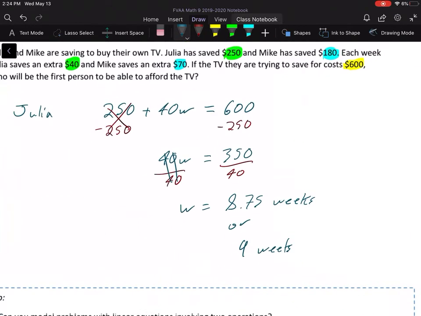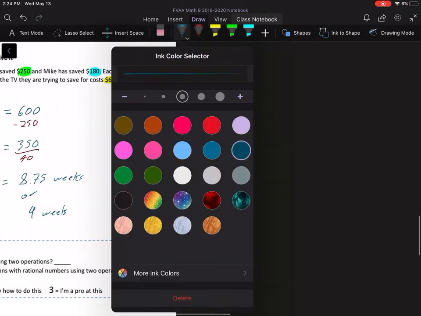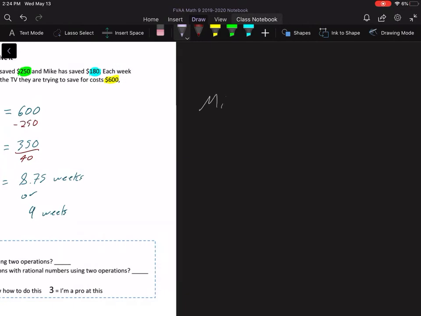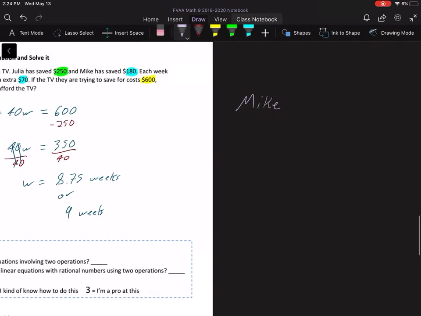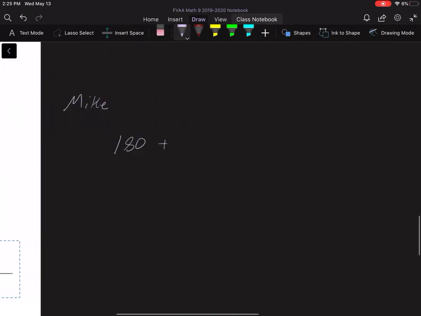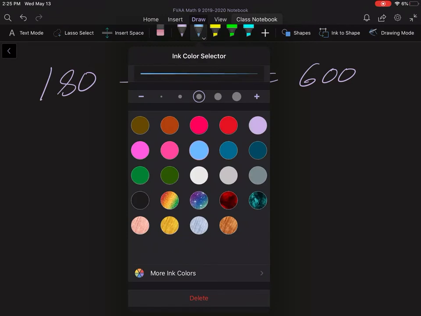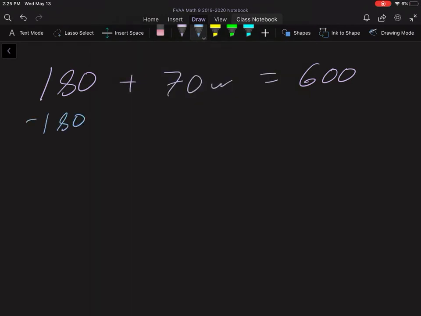Ooh, I've taken up the whole page for Julia. Now let's solve for Mike. I'll solve for Mike over on the side here. Okay, Mike starts off with less money, $180, but he's adding $70 per week. And he needs to buy that same $600 TV. My steps here will be in blue. I start off by subtracting the initial amount he had saved. That cancels out. I'm left with 70W is equal to 420.